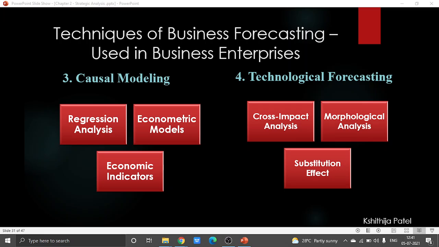The second one is morphological analysis. This technique is useful in finding the multiple uses of any recent technology. It identifies various dimensions of the object. Not only that, it also evaluates all varieties and combinations of those dimensions so that it is able to find the practical uses of them.